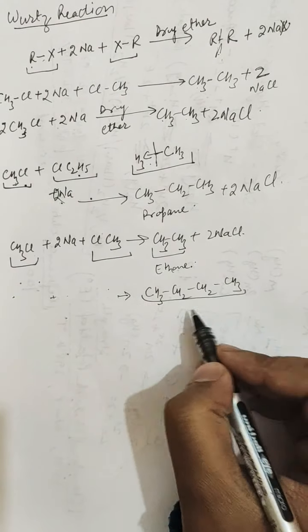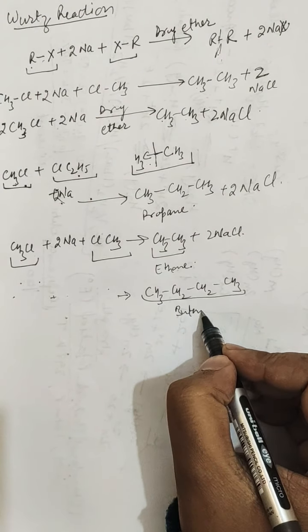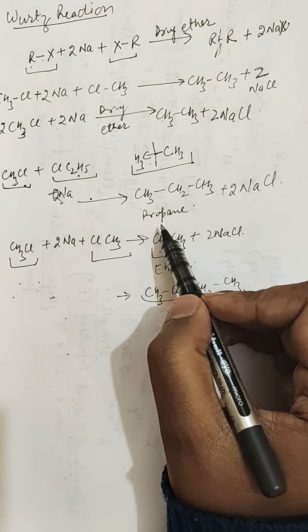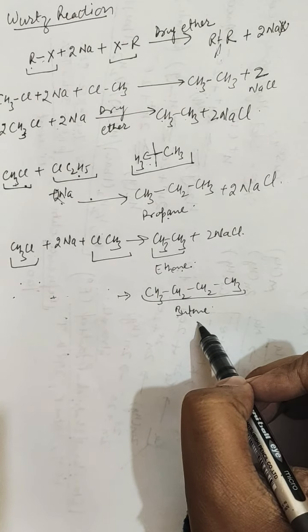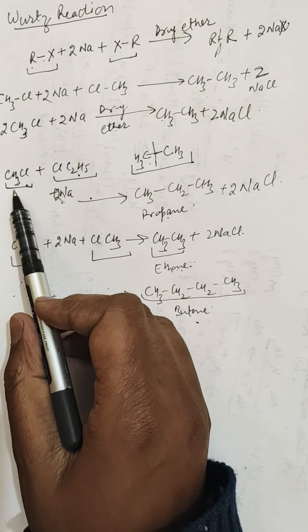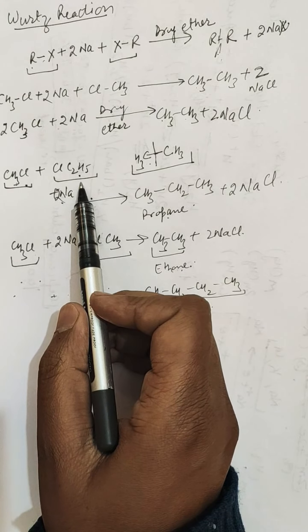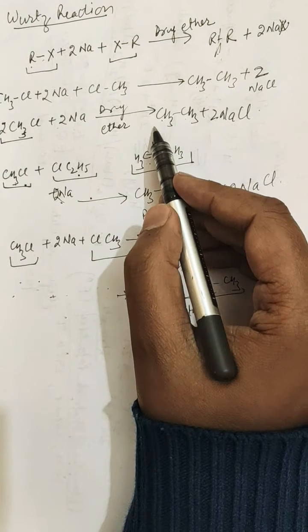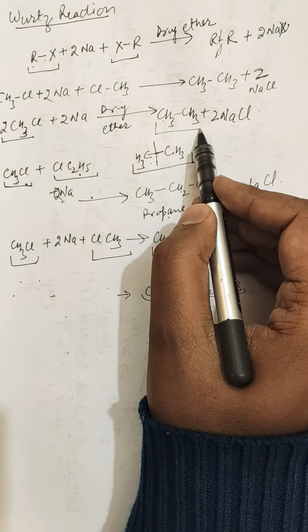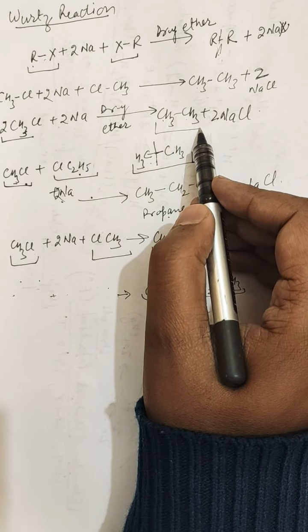So there will be side products. There will not only be formation of propane, but ethane and butane will also be formed in case of this methyl and ethyl chloride mixture. But when we take a single kind of alkyl halide, the product is also of single kind. So next is the mechanism of Wurtz reaction.